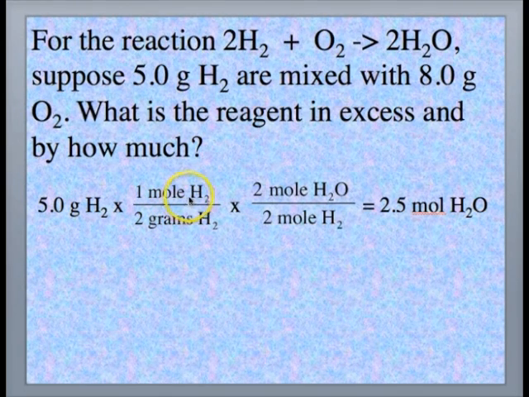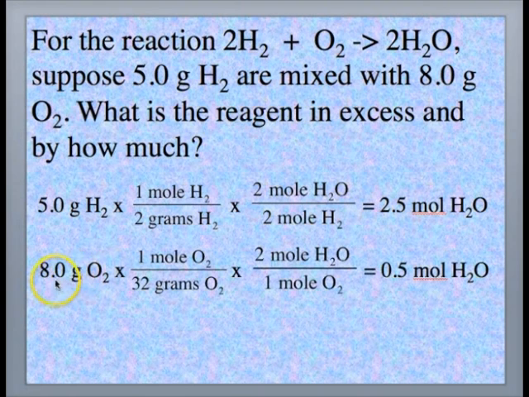Now, the relationship between hydrogen and water is a 2 to 2 mole relationship. 2 moles of hydrogen from the balanced equation yield 2 moles of water. So we convert the moles of hydrogen into moles of water with that 2 to 2 mole relationship. Therefore, based on the hydrogen, we will have 2.5 moles of water forming. Okay, now what about the oxygen?